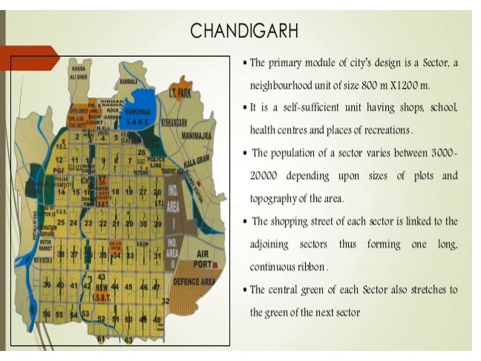This slide represents the case study of Chandigarh. The primary module of the city design is a sector, a neighborhood unit of size 800 meters by 1200 meters. It is a self-sufficient unit having shops, schools, health centers, and places of recreation. The population of a sector varies between 3,000 to 20,000 depending upon the size of plot and topography of the area. The shopping street of each sector is linked to the adjoining sectors, thus forming one long continuous ribbon. The central green of each sector also stretches to the green of the next sector.